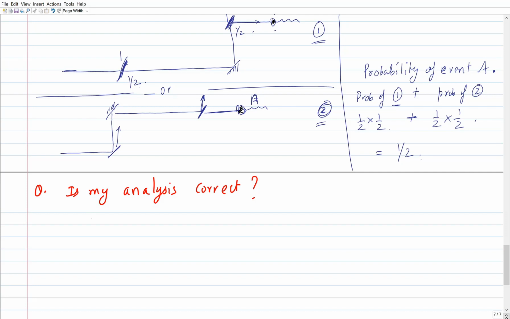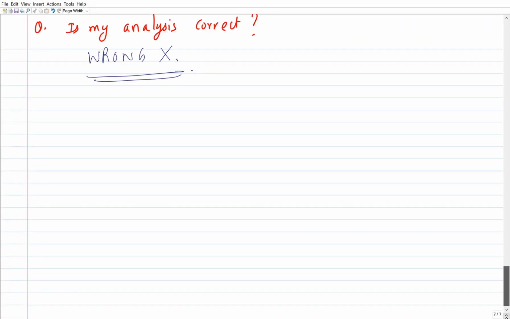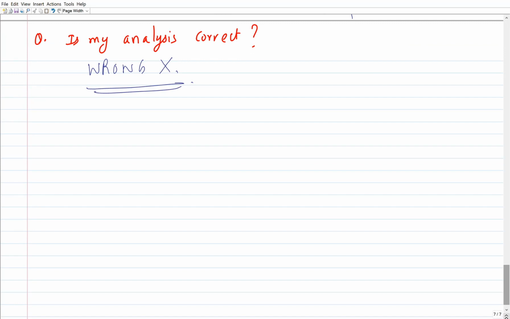Well, when we do the experiment, unambiguously, it is wrong. What is observed is probability of A is 1. Welcome to quantum mechanics.